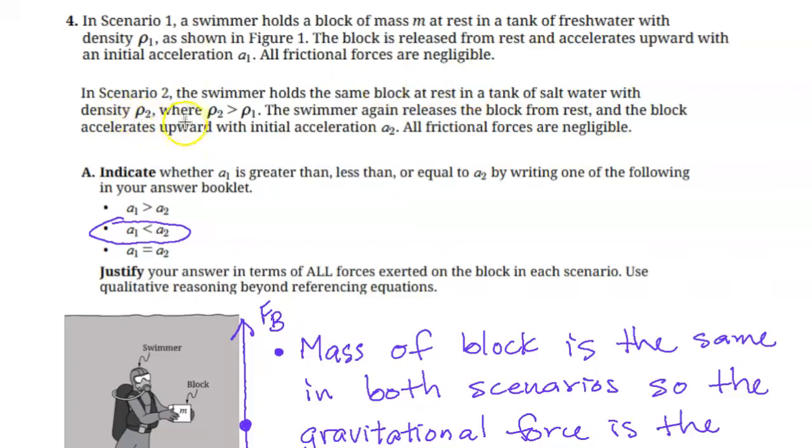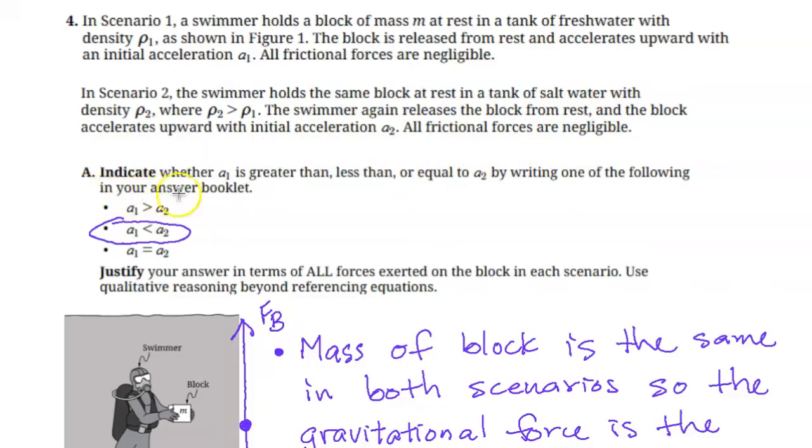In scenario 2, the swimmer holds the same block at rest in a tank of salt water with density ρ2, where ρ2 is greater than ρ1. The swimmer again releases the block from rest and the block accelerates upward with initial acceleration a2. All frictional forces are negligible.